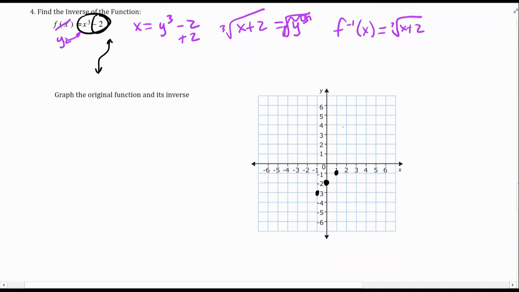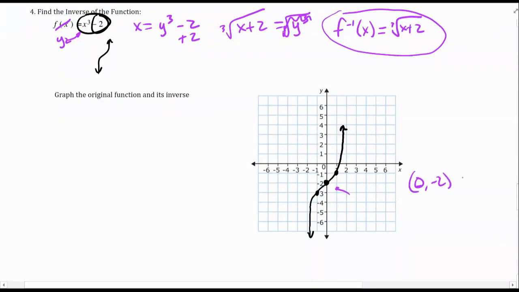And there is my sketch of the original function. Now the inverse, remember, just takes all those x and y values and flips them, right? So if this coordinate right here in the center is 0, -2, then I am going to have a point at -2, 0. So right here, I have a point at 1, -1 here. Then I'm going to have a point at -1, 1.